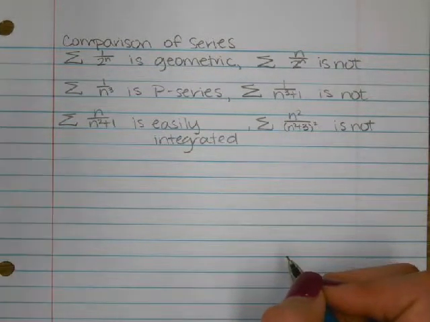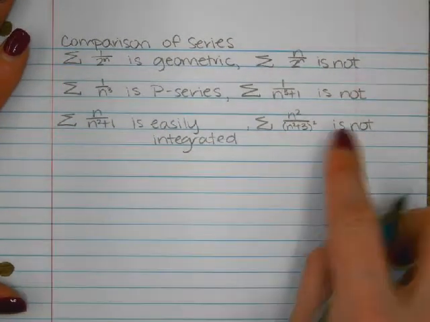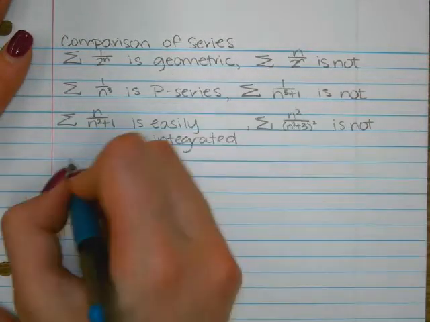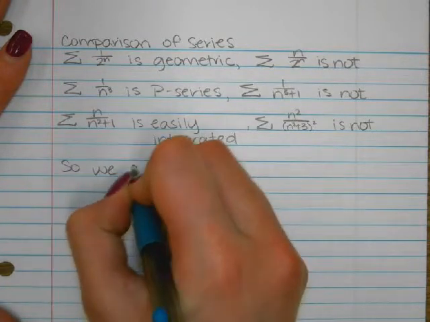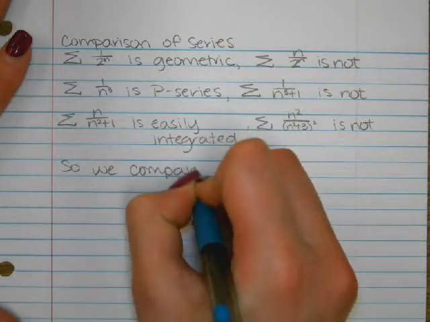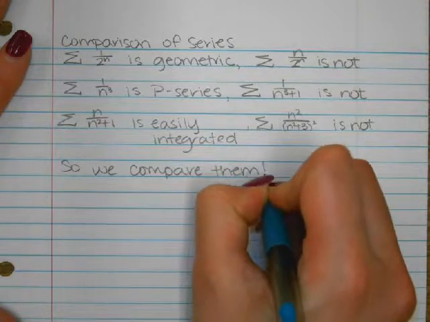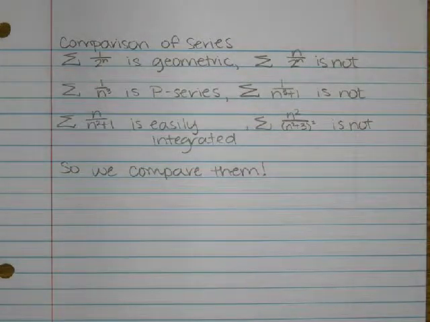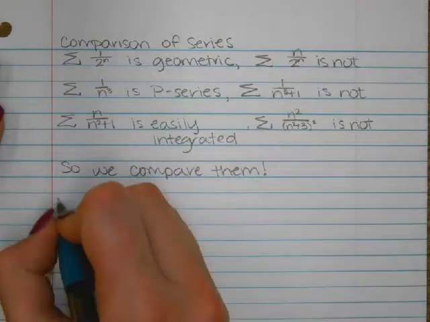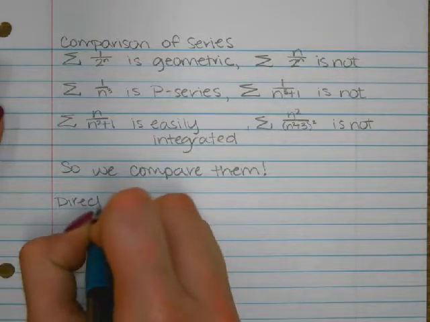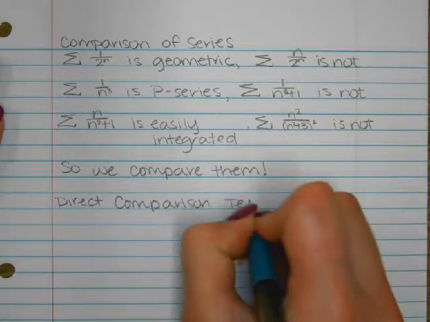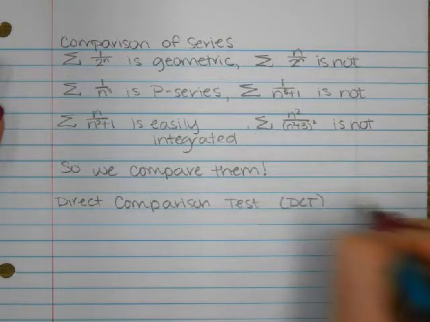So in this situation where you can see a series that is similar to something we know how to work with, what we'll end up doing is we'll compare them. And we have two different tests we're going to look at. The first one is called the direct comparison test, or DCT.